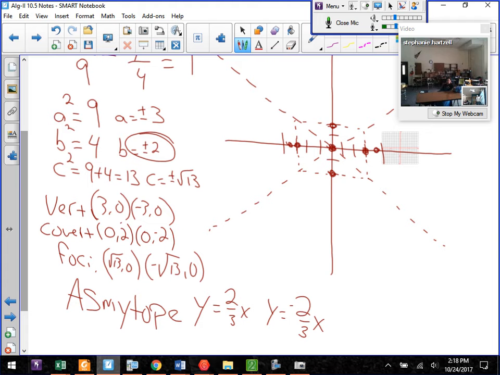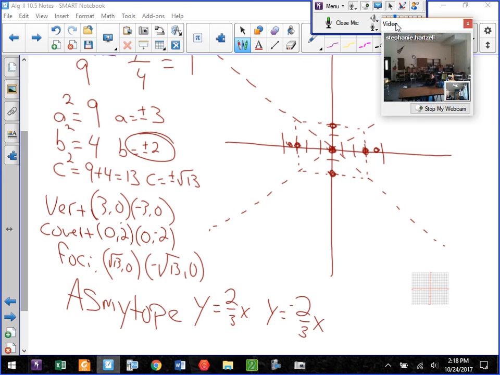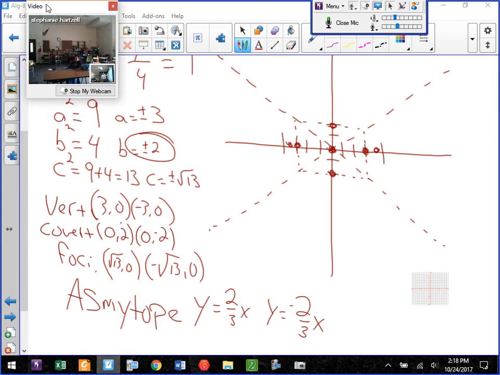And now, oops, mess everything up. The very last thing we have to do then is hug your asymptote, go through the vertex, and hug the other asymptote.